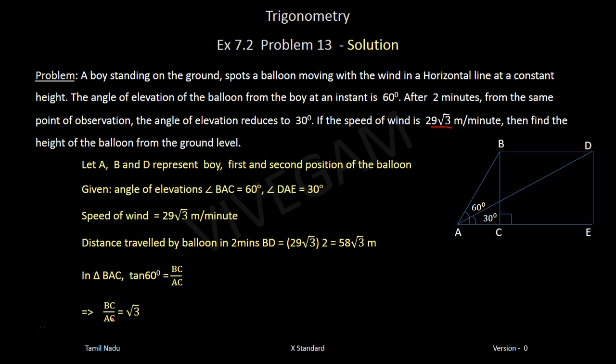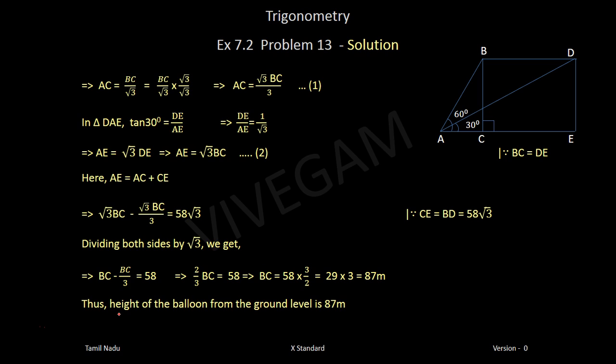Oh, I'm sorry. BC by AC is root 3. So AC will be BC by root 3. Sorry, because this goes up and root 3 comes down, right? So AC equal to BC by root 3. Multiply both the numerator and denominator by root 3. You will get BC into root 3. Root 3 into root 3 is 3. So AC equal to root 3 BC by 3. This is equation 1.